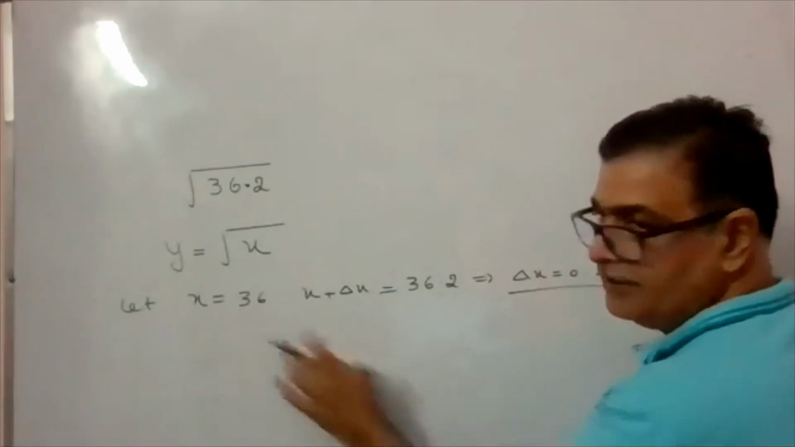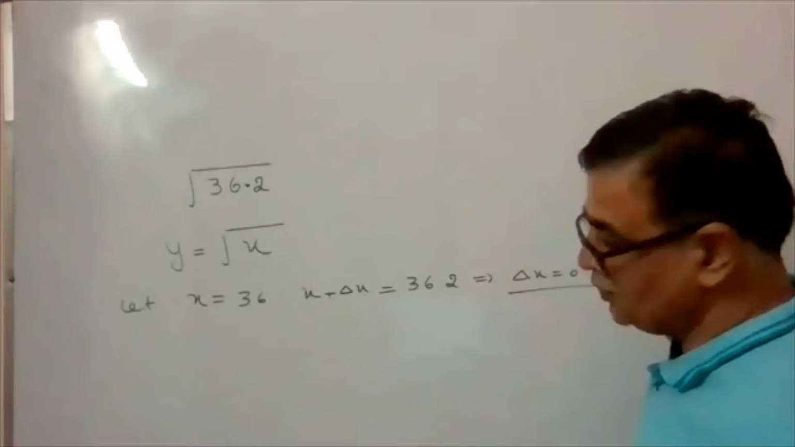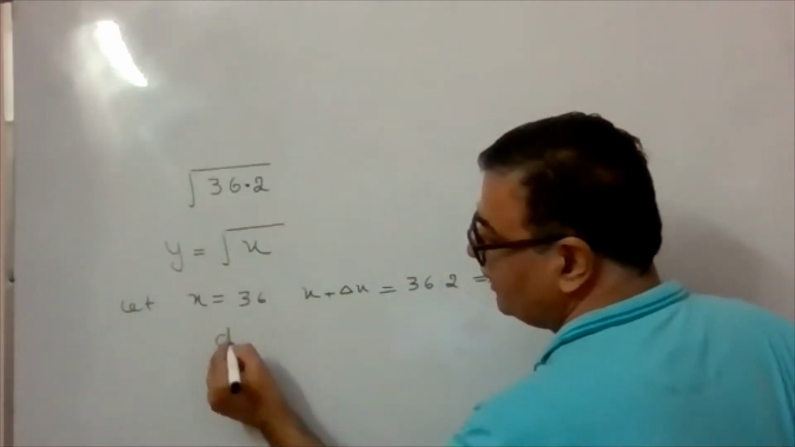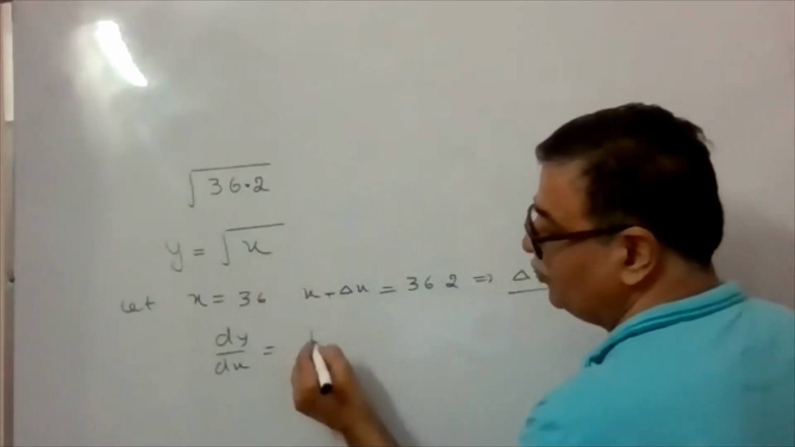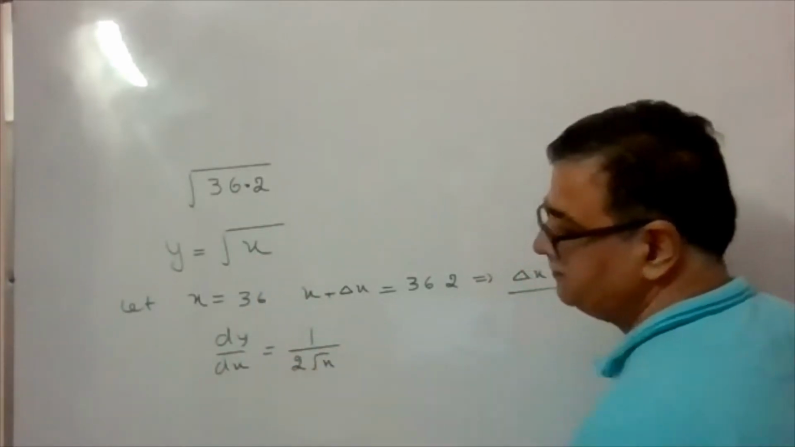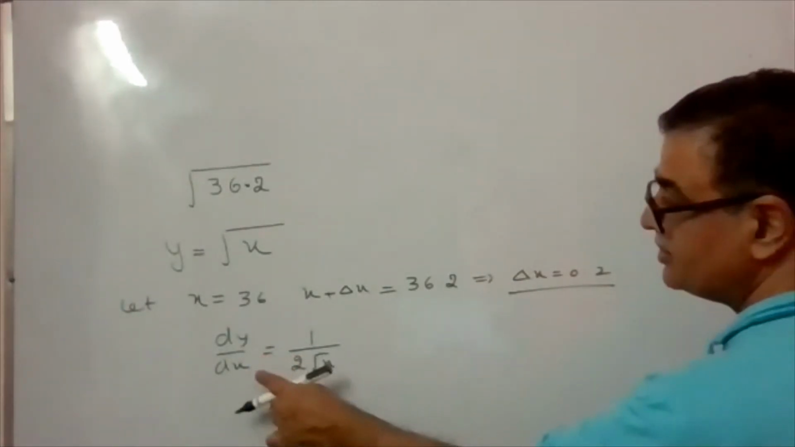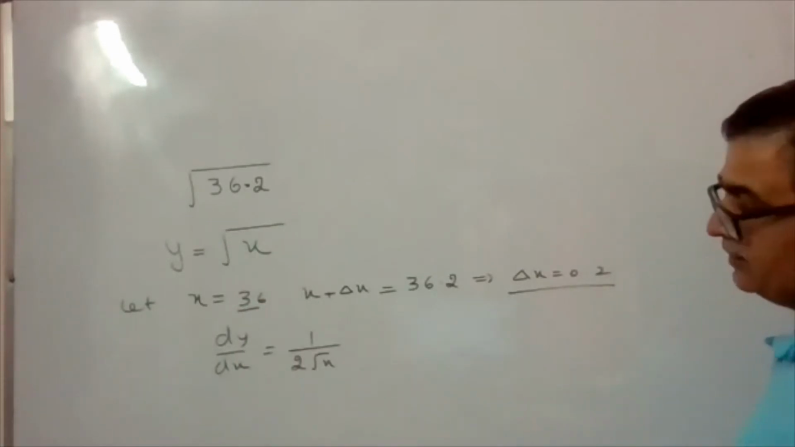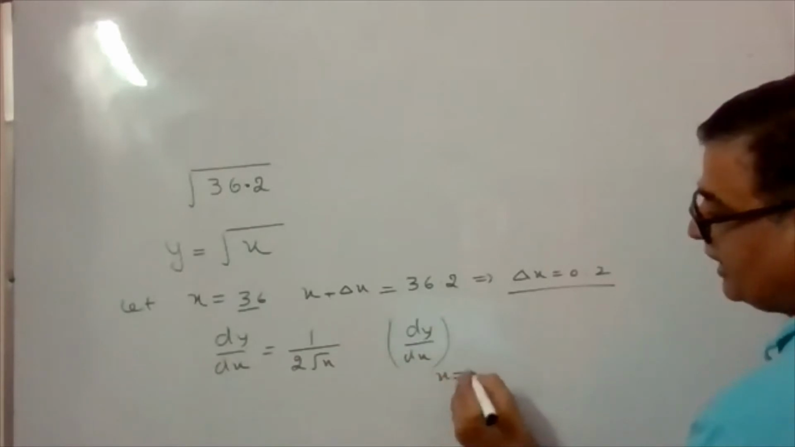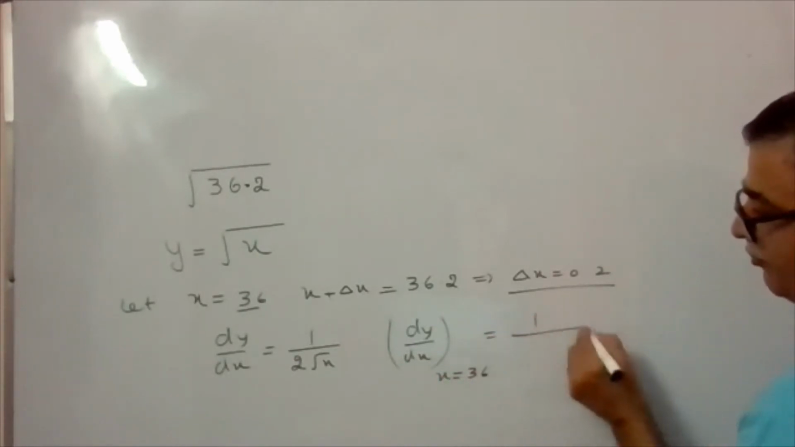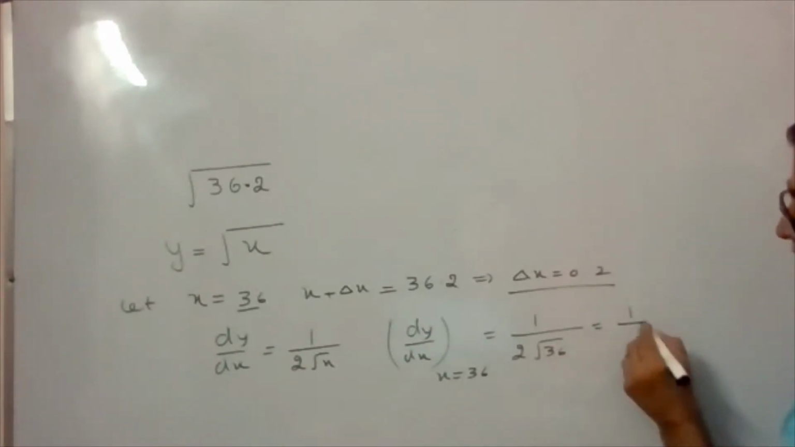So x is 36, x plus delta x will be 36.2, and delta x is 0.2. Then I go for dy by dx. The derivative will be 1 by 2 root x, and this is the instantaneous change taking place at 36. So dy by dx when x is 36 is 1 by 2 root 36. 6 into 2 is 12, so it is 1 by 12.